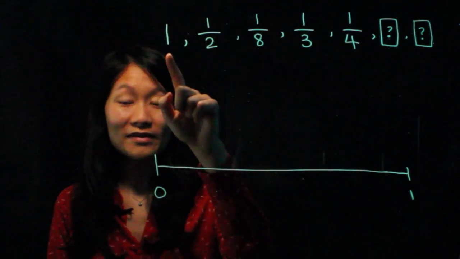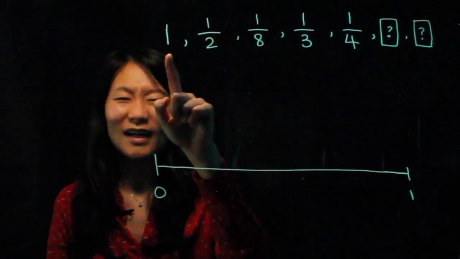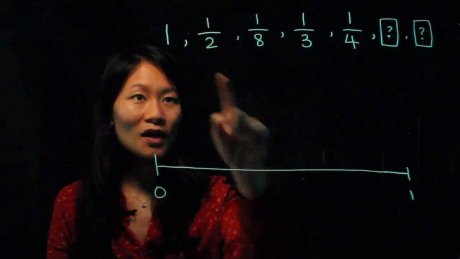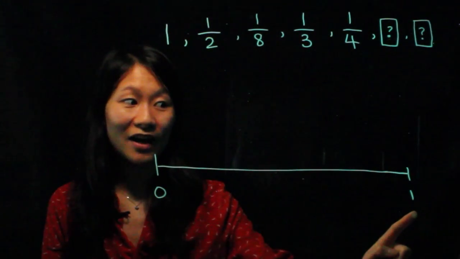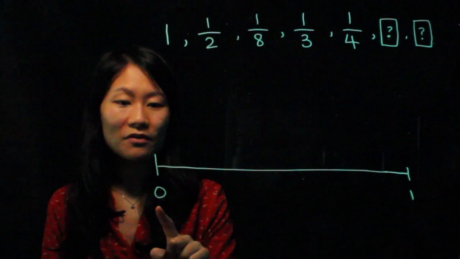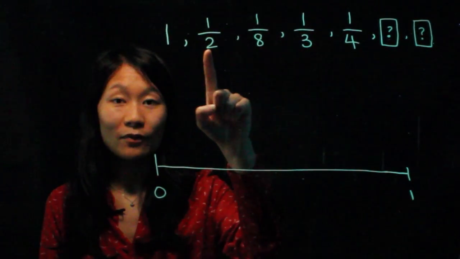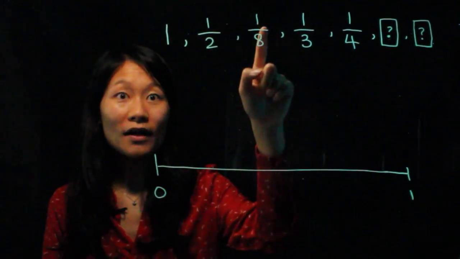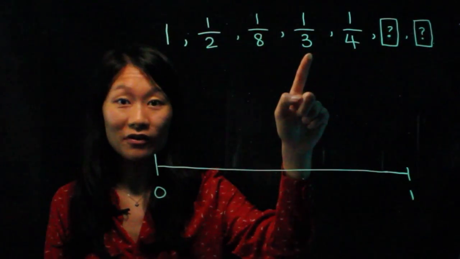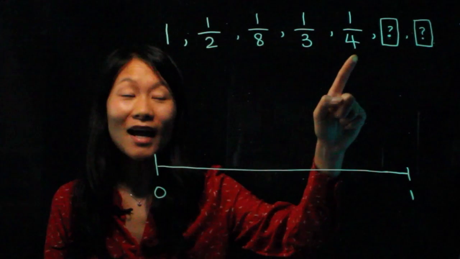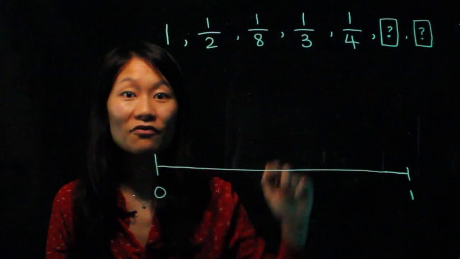Well, actually, the first one is a whole number. I have one whole, and actually I put that one in for you. So 1 goes at the end of the number line. So our number line starts from 0 and goes to 1. So we've got 1, and then we have 1/2, 1/8, 1/3, 1/4, and then I have 2 mystery fractions for you to work with.